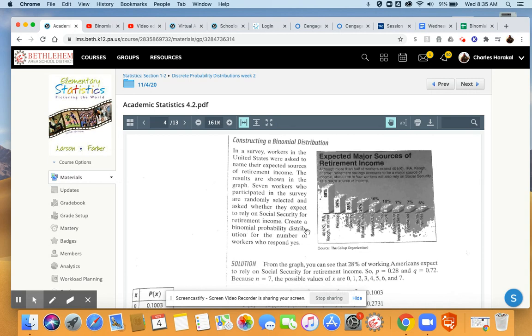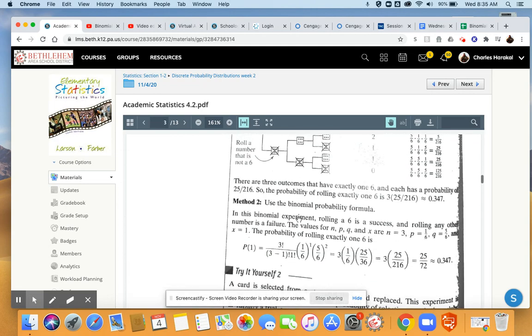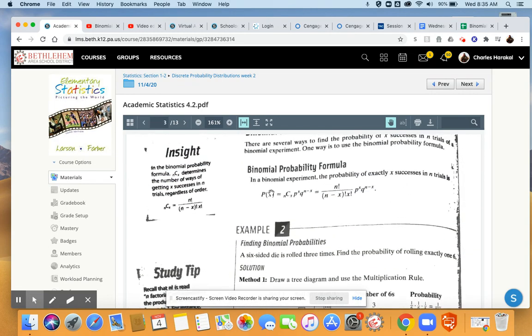Create a binomial probability distribution for the number of workers who respond yes. Okay, let's go back here and take a look because we've got a pretty big formula here to deal with. The probability of X number of successes is equal to N combination X, P, probability of success, to the X power, Q to the N minus X power. And if we write that out as a full formula, we know the combination formula. We're used to seeing N combination R. In our case, we're just using a different variable, X. This is our combination formula right here.